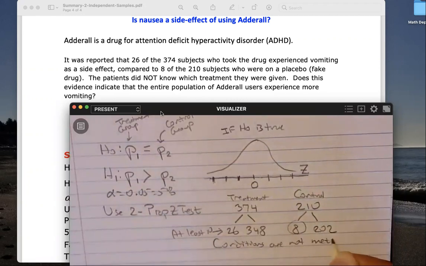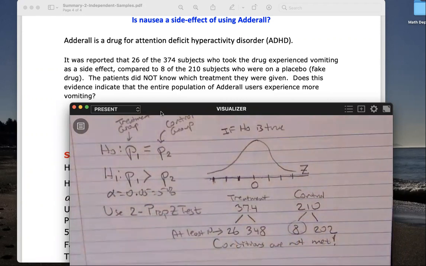Now that probably comes as a surprise, because when you looked at these sample sizes, you probably felt sure that was big enough. But it turns out, no, you've got to have at least 10 in each pile. So this is the easy, intuitive way to check conditions. You can also do it with the formula, but you have to apply the formula twice to each of these. But you'll find conditions aren't met, but we're going to go ahead and do the work anyways.